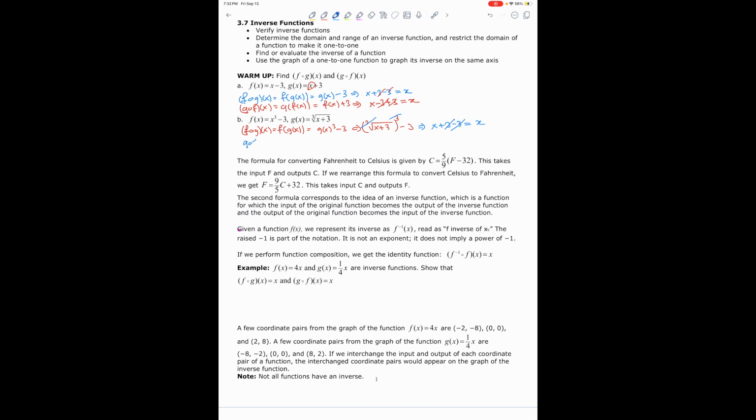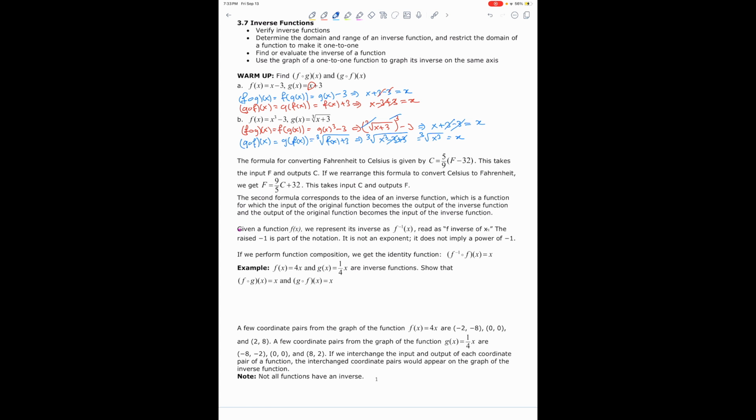Similar with g of f of x, which basically is the cube root of f of x plus 3. That is basically the cube root of x cubed minus 3 plus 3. These will cancel. That is the cube root of x cubed, which is equal to x. So all of these answers are equal to x.